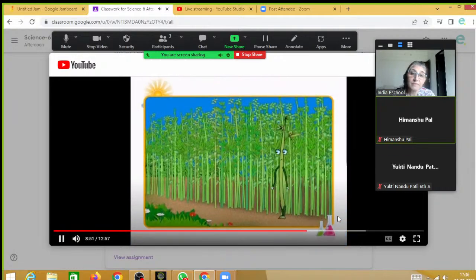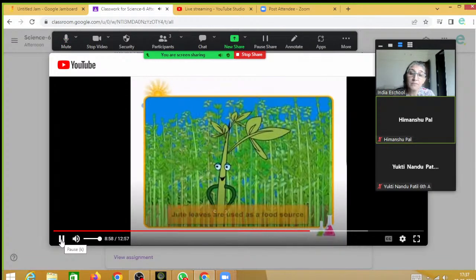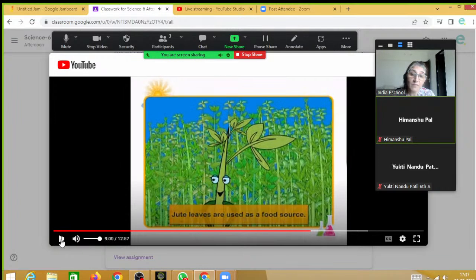Let's challenge our brains. Come on. Is it possible to use jute as a food source? Yeah, jute leaves are used as a food source. Okay, so can jute be used for something else? Can it be used for something else? Food source. Which part of the jute plant? Leaf. Very good.